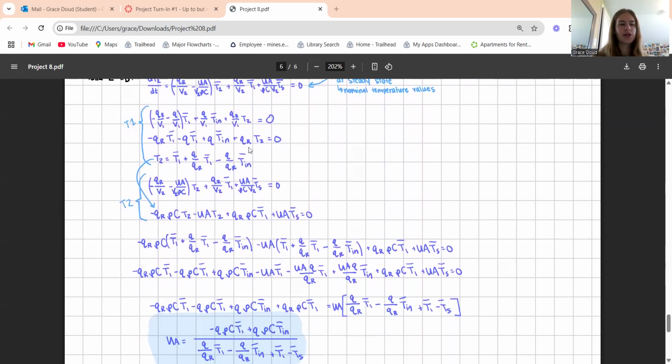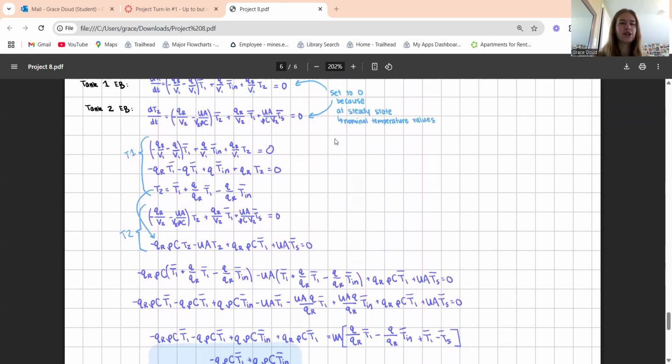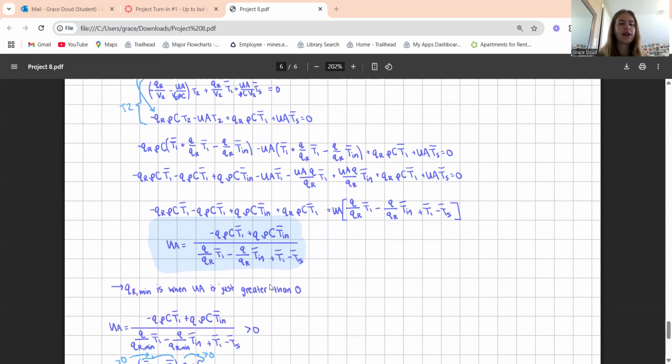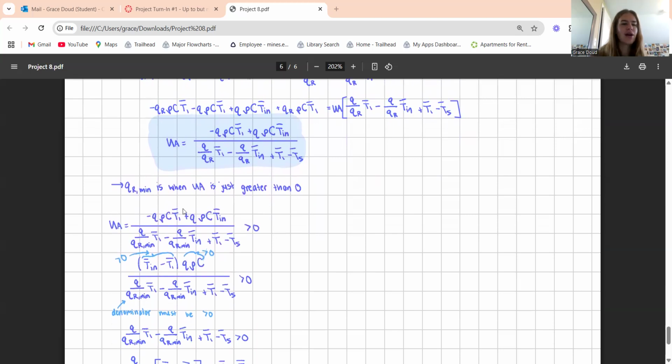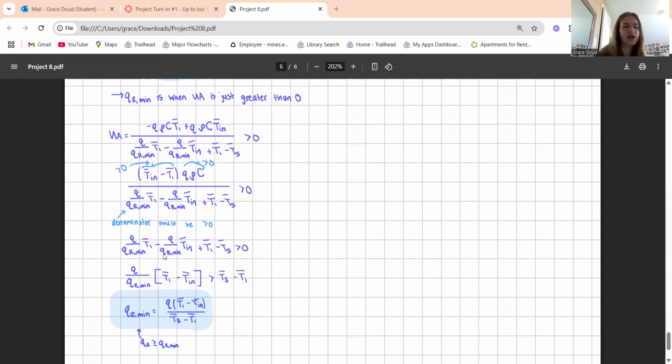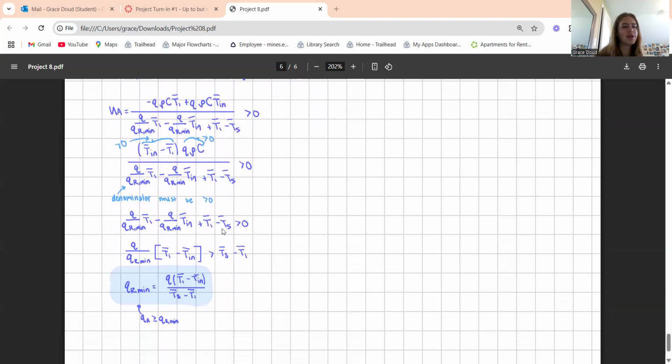And then I used nominal temperature values, plugged in T2 of tank 1 into the T2 of tank 2 to solve for UA without T2 as the intermediate in there. So that's all my algebra there. And then QR min is when UA is just greater than 0. So I set this equal to just greater than 0, did a bunch of algebra in here, and I got that QR min is going to be this value. So our QR has to be greater than or equal to that. Okay, thank you.